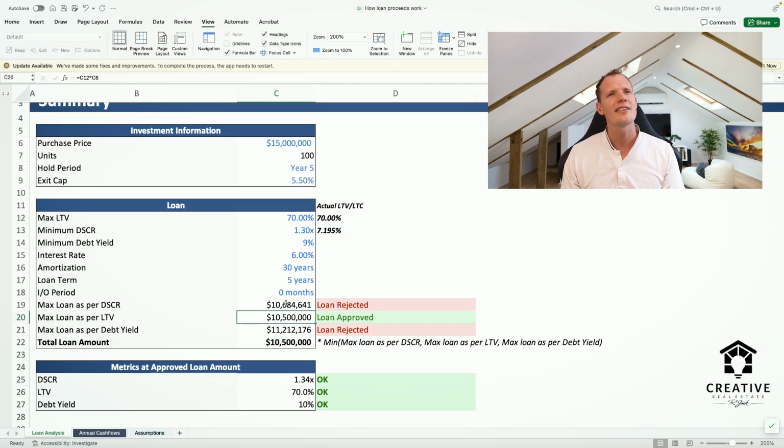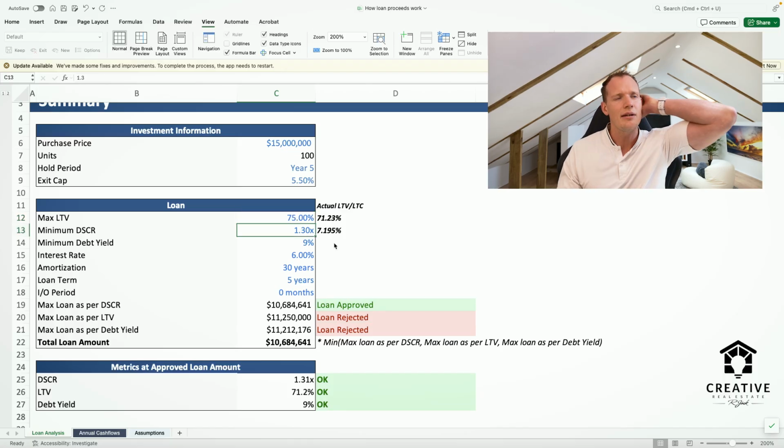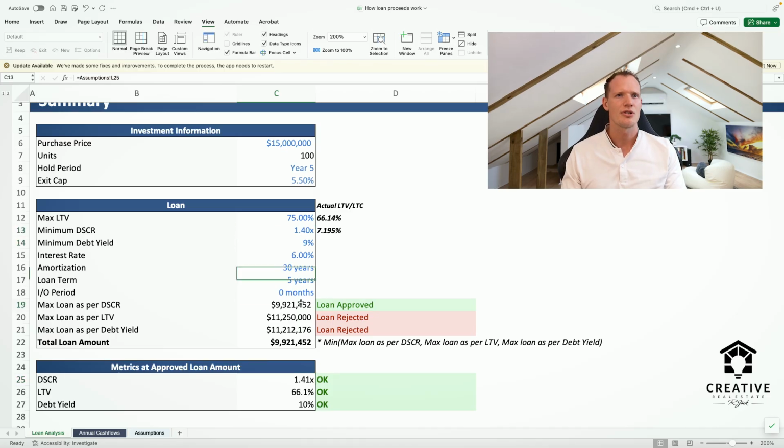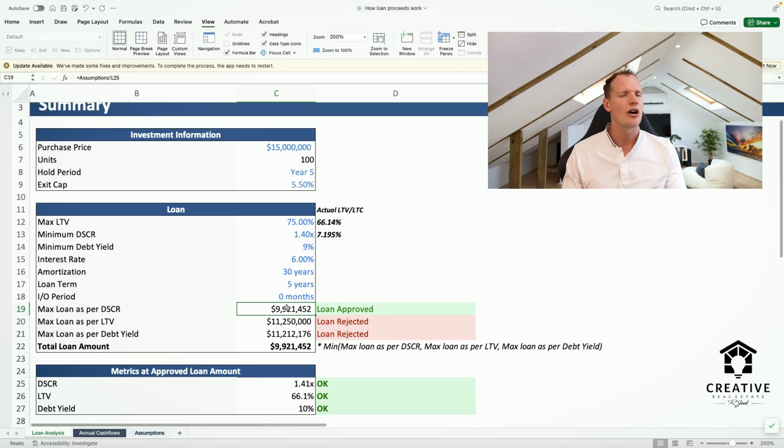But what if the lender's maximum loan to value wasn't 70%, it was 75%? Suddenly what we'll be limited on is the debt service coverage ratio. Now the debt service coverage ratio maximum loan amount is 10.684. So you can see how these metrics all start to get pretty tight. And we still currently meet the requirement at the 1.31 times. If we were to make the requirement 1.4 times, you can see how our loan proceeds come substantially lower. So we drop completely off a cliff here relative to the other loan amounts.